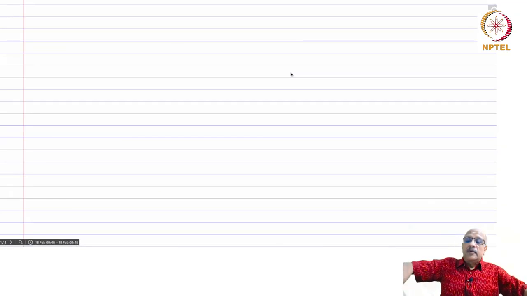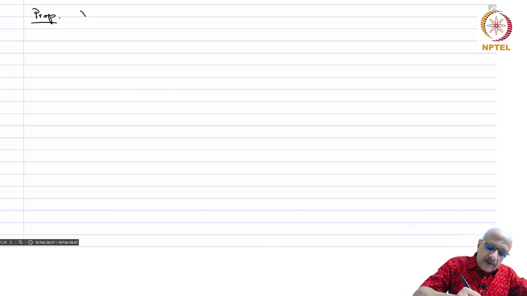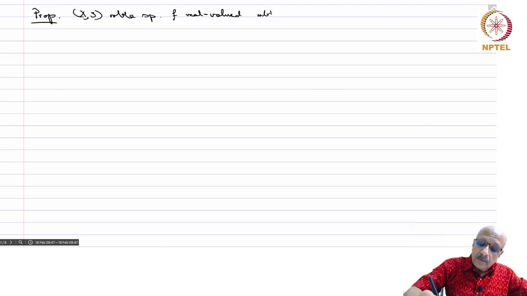So we define what is a measurable function. So we continue with the properties of the measurable function. So here is a proposition. Let (X, S) be a measurable space, and f a real valued measurable function on X. Then |f| is measurable.